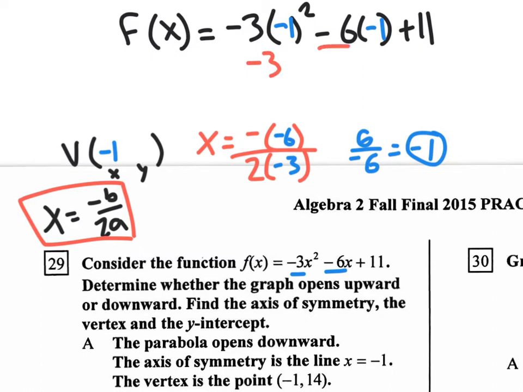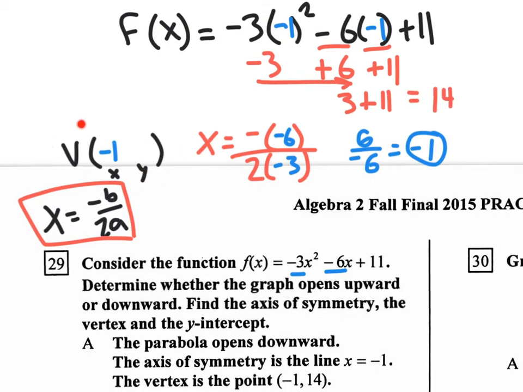And then a negative 6 times a negative 1. That's going to be a positive 6. And let's not forget about the plus 11 at the very end. So if I combine from left to right, negative 3 plus 6, that's 3. 3 plus 11, that is 14. So my vertex is right here.